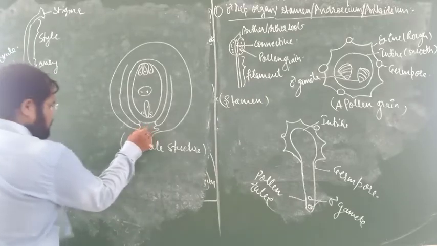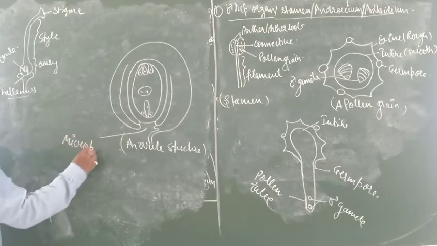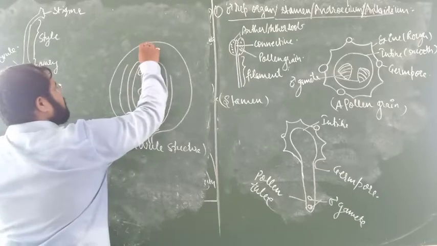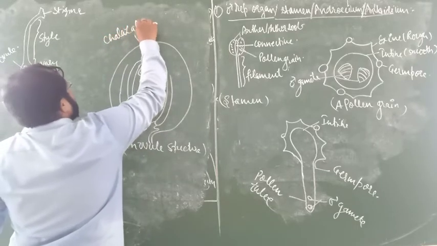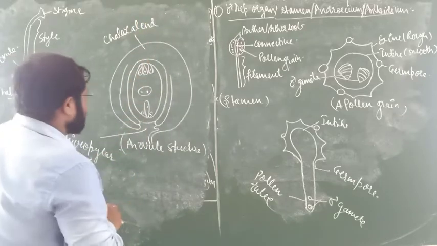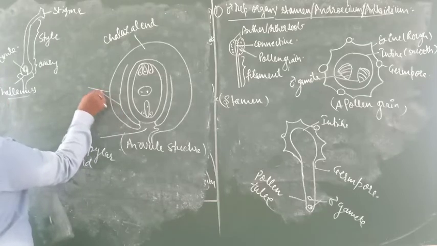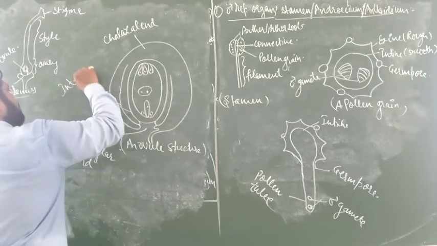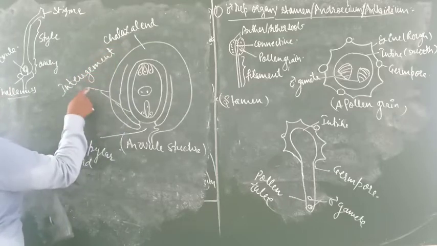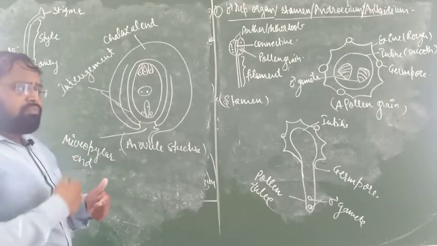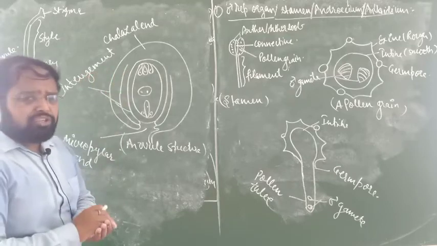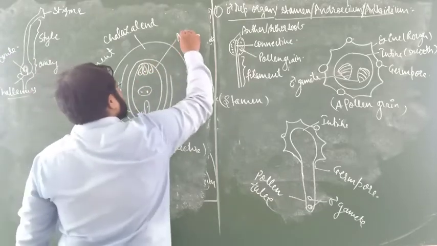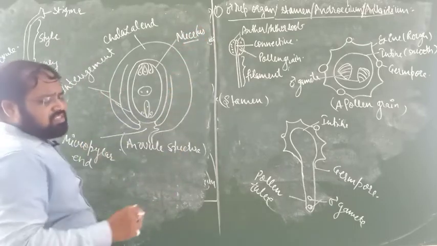This pore is called the micropylar end. And the opposite of that micropylar end is called the chalazal end, that is called chalazal, simple. This layer and this layer are called the integument, outer, middle and inner integument, three or four layers. Whatever the layers, they only help in protection. Inside that, this structure is called the nucellus, nucellus, not nucleus, that is nucellus.